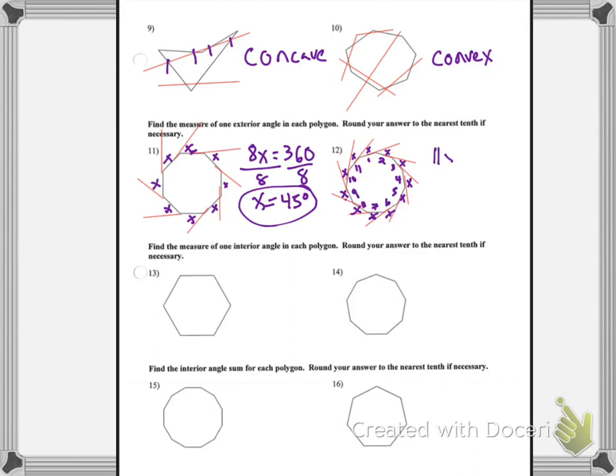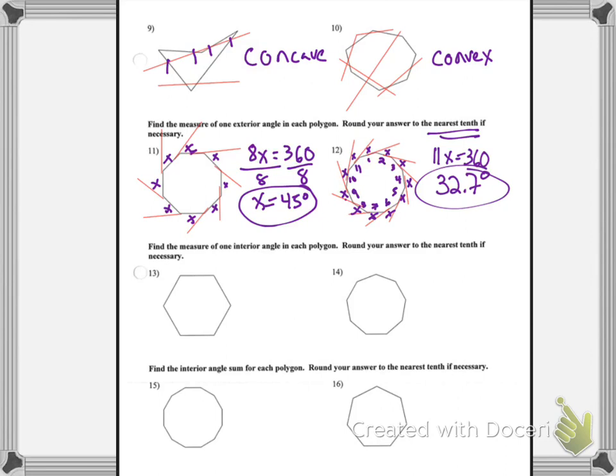So we have 11x equals the sum of the exterior angles. And we know that that's always going to equal 360 degrees. So 11x equals 360, so 360 divided by 11 is going to give you 32.7 degrees. Remember, it says round to the nearest tenth. That's 1 decimal place.